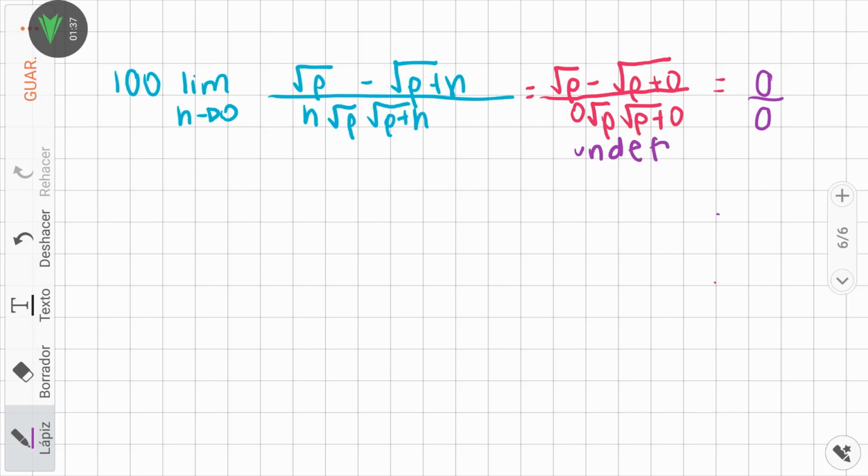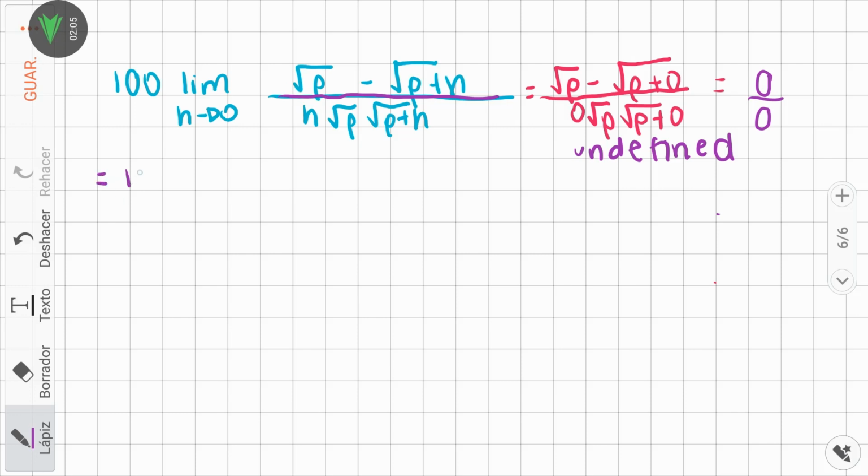That means that we must apply one of the strategies taught before in order to calculate our limit. One of the strategies is to rationalize. Remember, when you rationalize, you multiply by the conjugate. In this case, the conjugate of this will be the same square root of p, but instead of the minus, you put a plus sign, and then the square root of p plus h. So let's do that.